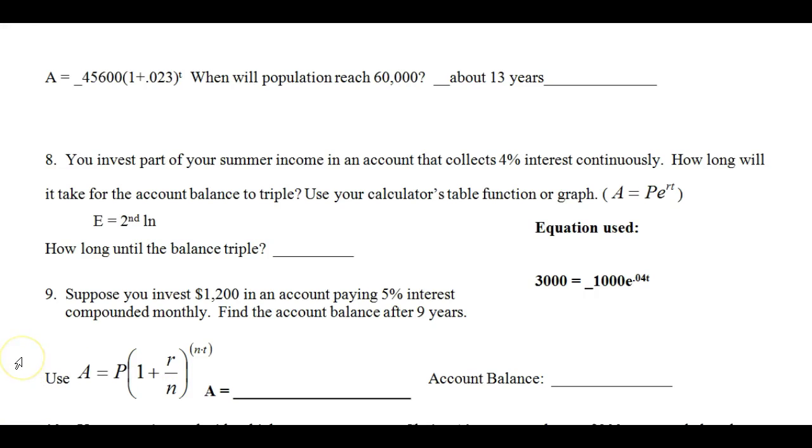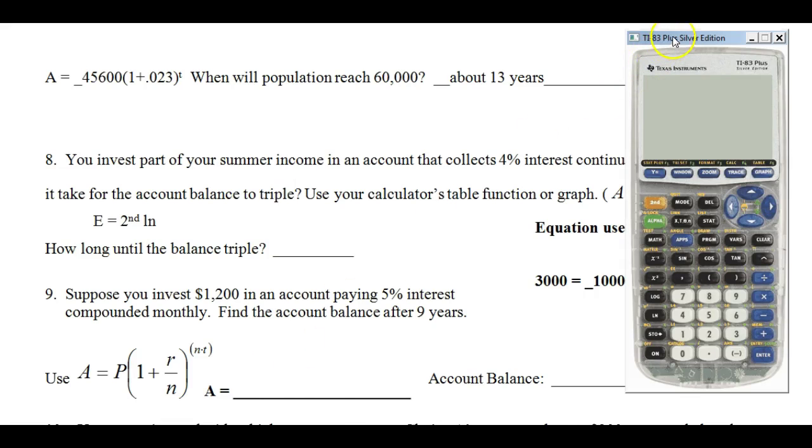So now you may be asking at this point, okay, so I see where the E comes from, the 0.04, the T, because we don't know the time, we're figuring that out. Where'd you get 3,000 from? So I come back up here. How long will it take for the account balance to triple? So if I started with 1,000, 3,000 would be the triple. If I would have started with 100, 300 would be the triple, and so on. But I have to have that part, because here's what I'm going to do now.